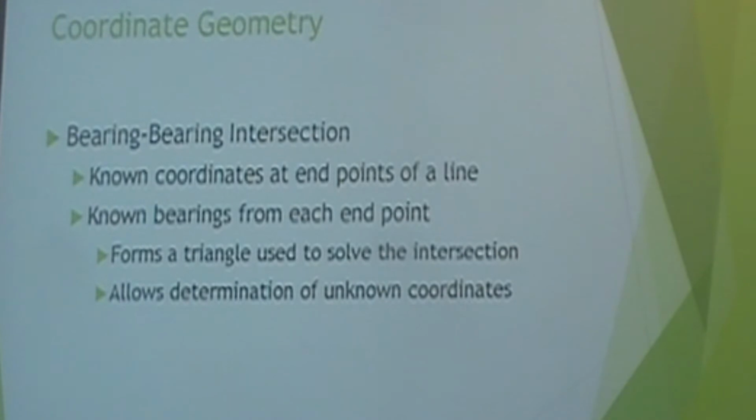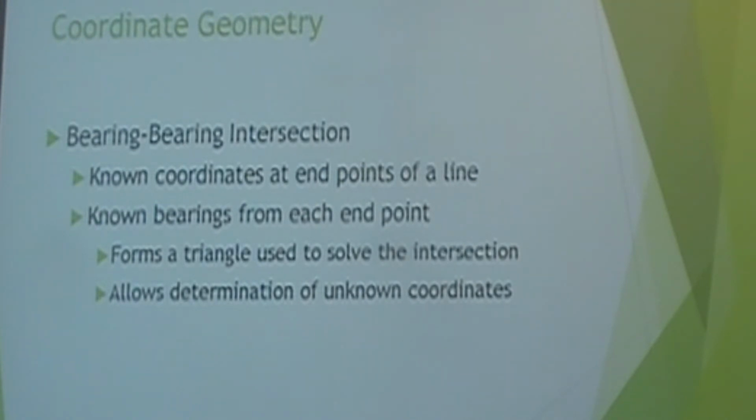So the next aspect we're going to take a look at in terms of coordinate geometry are intersections. Intersections are very powerful ways of establishing points that weren't occupied. So you have three classic intersections: the bearing-bearing type intersection, sometimes called direction-direction, and then you also have the bearing-distance type of intersection, which could also be called a direction-arc intersection, and then you have the classic distance-distance or arc-arc intersection. So we're going to consider the bearing-bearing first.